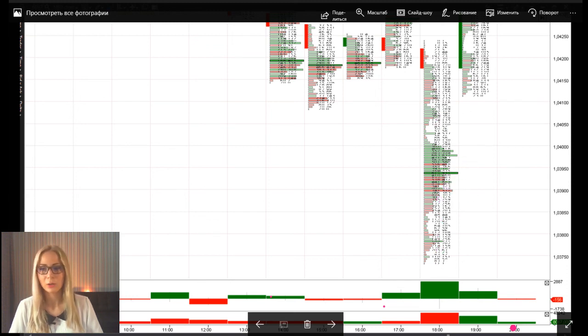The second pin bar we trade, it's very obvious and it is very easy, I think, if you practice a little bit. And I already have a lot of lessons about pin bars in Russian, but I want to translate or make them in English.